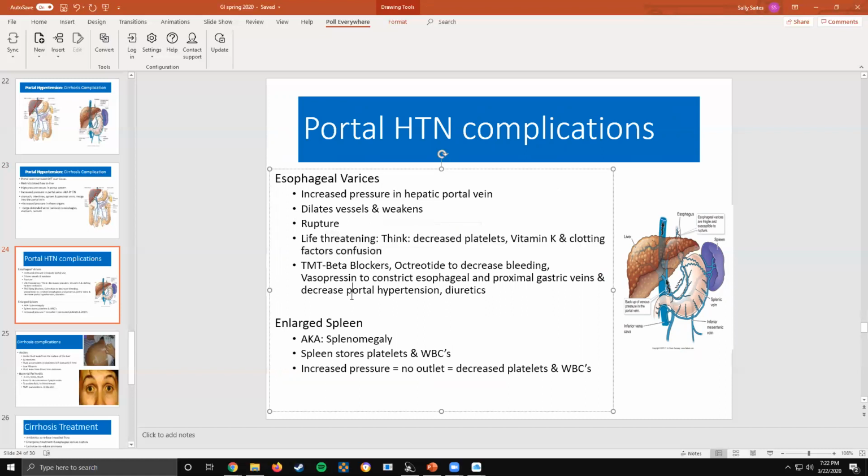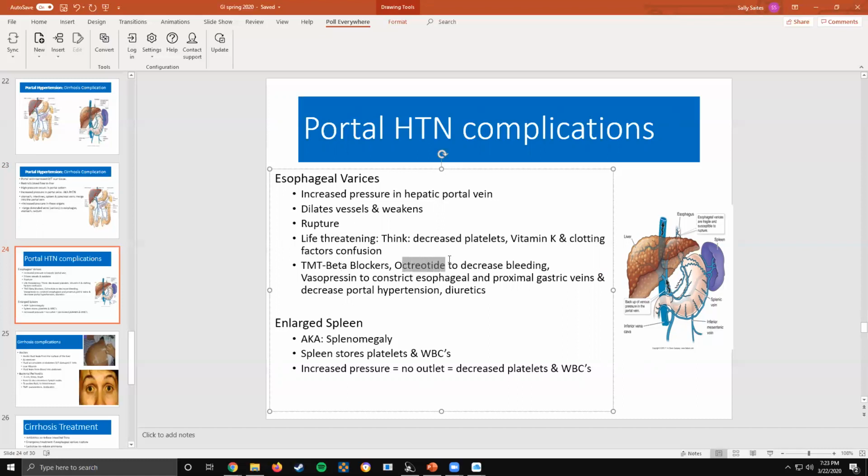So some things we can do to decrease that pressure so that those varices are not bulging out so much is we can give them beta blockers. A beta blocker basically decreases the heart rate and the blood pressure. So if it decreases the blood pressure and the heart rate, then you're going to get less dilation and less aggravation of those varices.